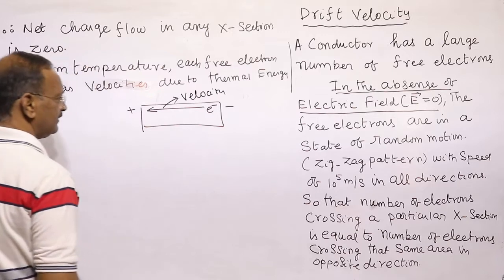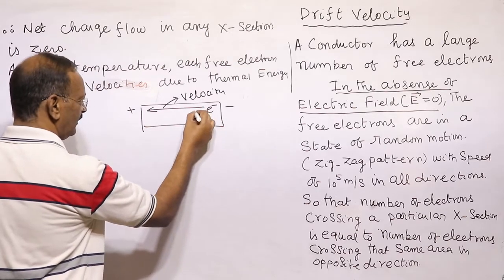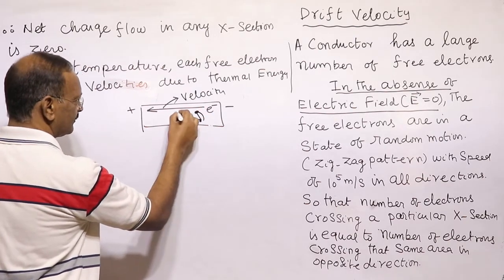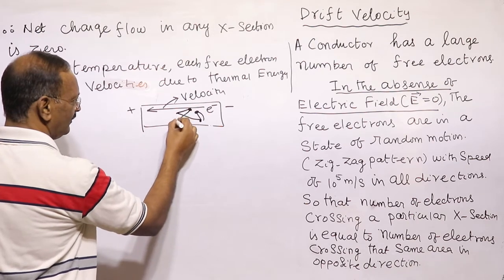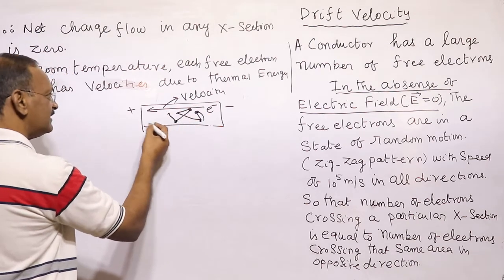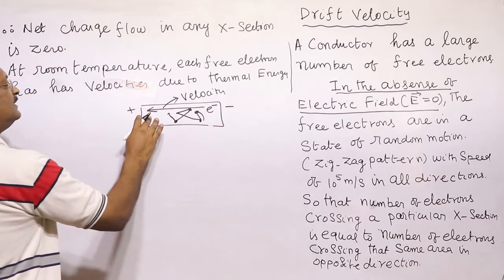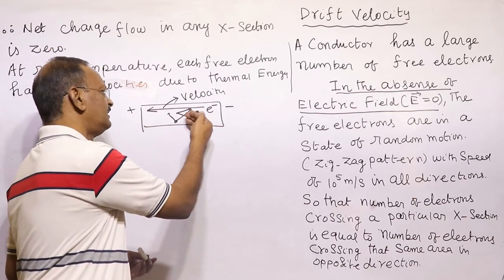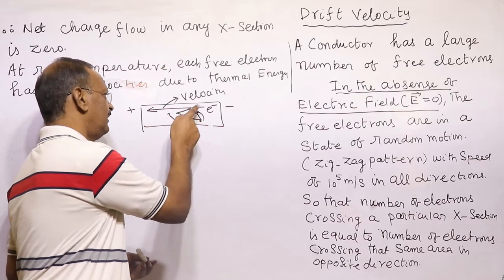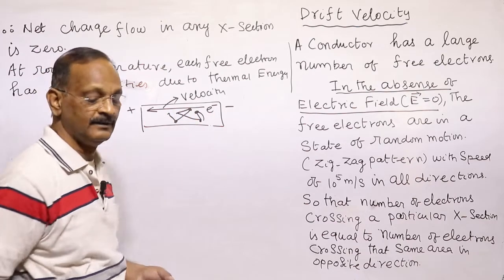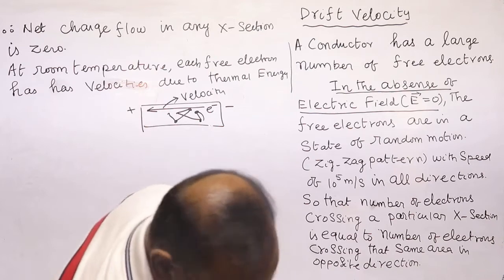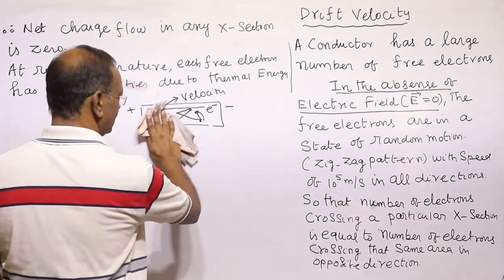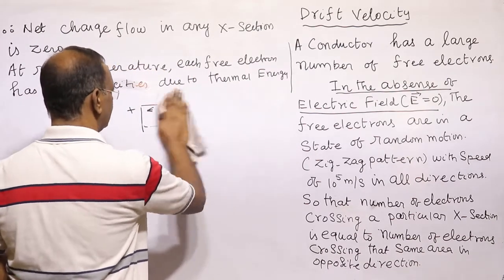But in case the electron collides with something on the way, moving like this, moving like this, moving like this, it means it is drifting from the positive side to the negative side. How it is struggling to reach from the negative end to the positive end, that velocity we call drift velocity.